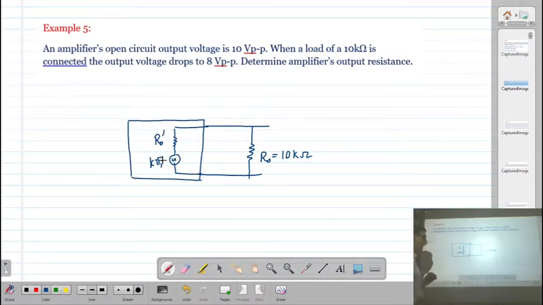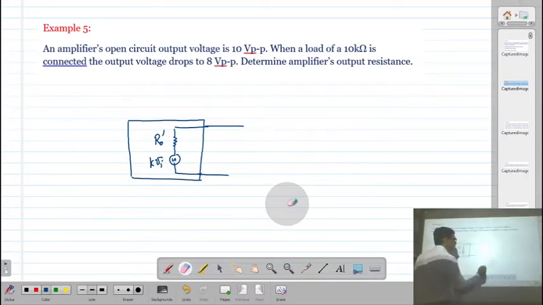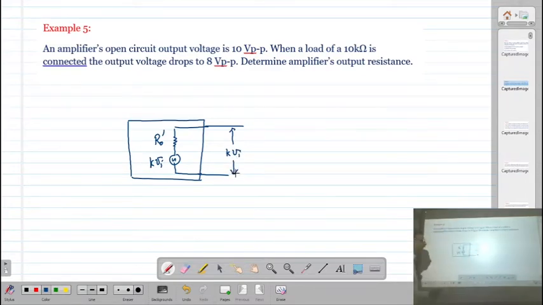Why is it called an open circuit voltage? Here, when you are opening this circuit, it means you are not connecting the load. At that time, the voltage across this will be K into VI. Because the load is not connected, the current IO will be 0. Whatever the input voltage is, this voltage will appear across this output. That's why it is called an open circuit voltage. Remember.